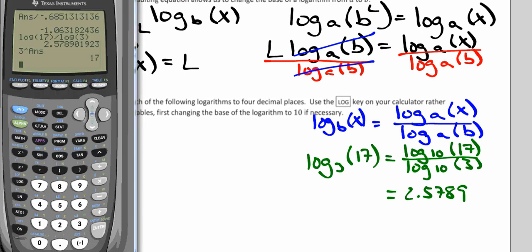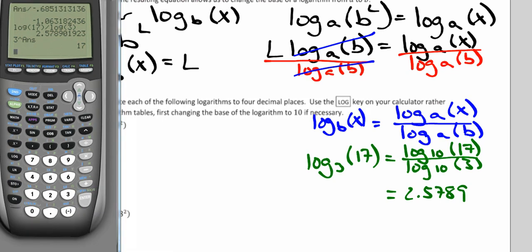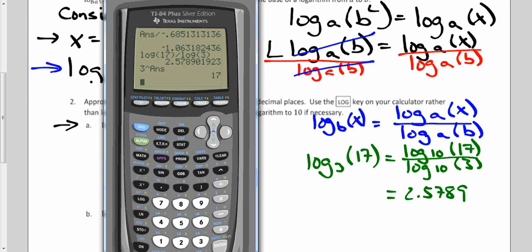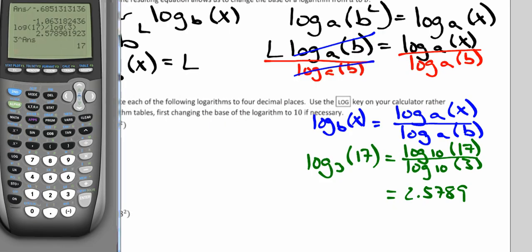Okay, now that you're back, let's do it together. Let's move this over here. It won't let me move it over there.